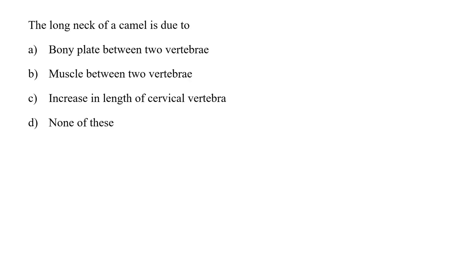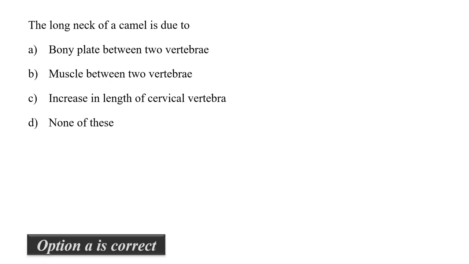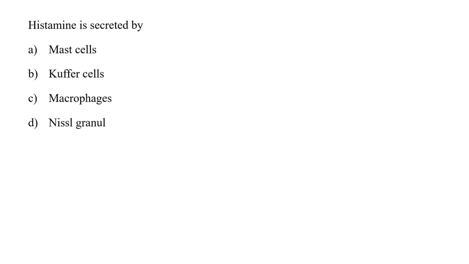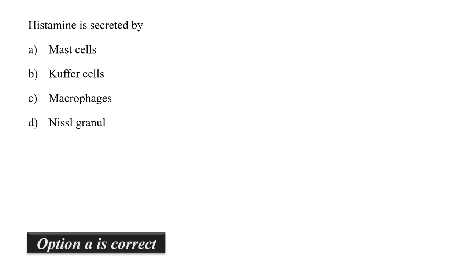The long neck of a camel is due to a bony plate between two vertebrae, muscles between two vertebrae, increase in length of the cervical vertebra, or none of these? See, a camel has a long neck due to the presence of an extra bony plate between the two vertebrae. This adaptation helps them reach food without bending their body. Hence, option A is the correct answer. Histamine is secreted by mast cells, Kupffer cells, macrophages, or Thistle granules? In response to allergens, histamine is released by basophils or mast cells, which are found in the mucous membrane and nearby connective tissues. So, option A is the correct answer.